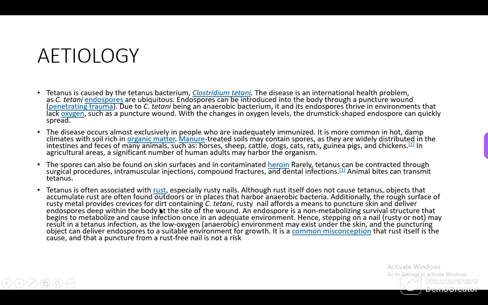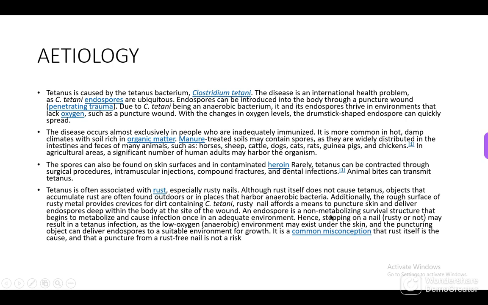Tetanus is often associated with rusty, dusty nails. Objects that accumulate rust are often found outdoors. Any rusty penetrating object, if it cuts you, or even a needle for stitching, if it pricks you, you can acquire this infection. That is why we go for prophylaxis as far as tetanus is concerned.